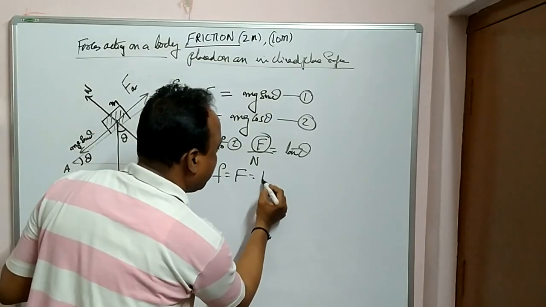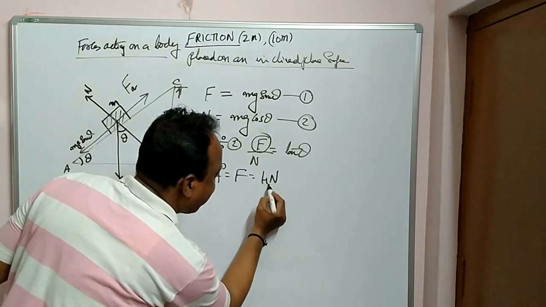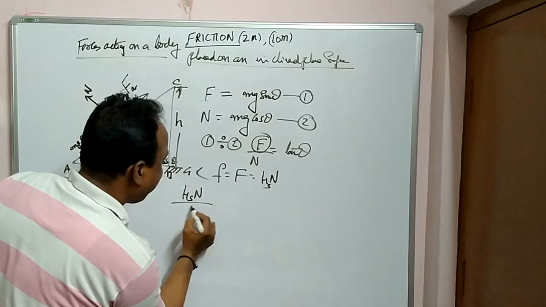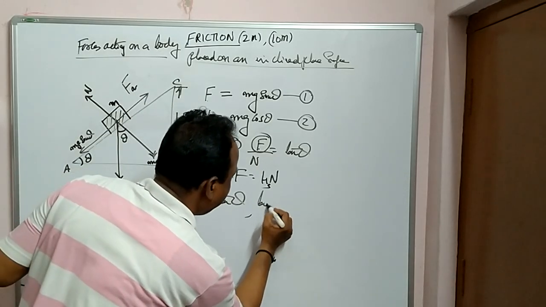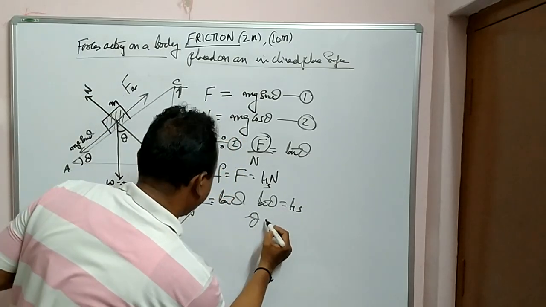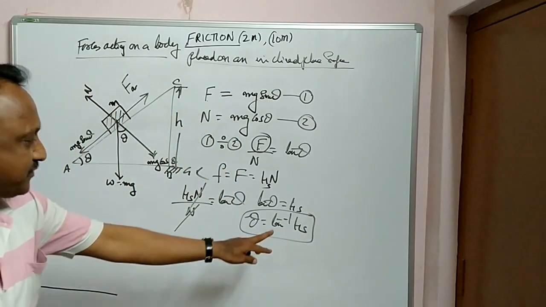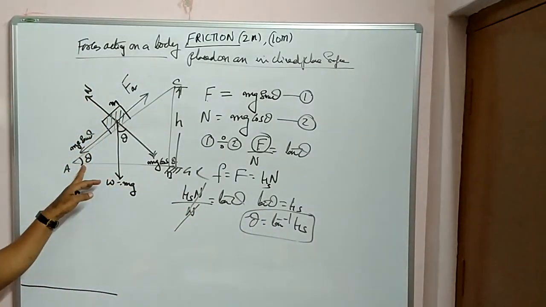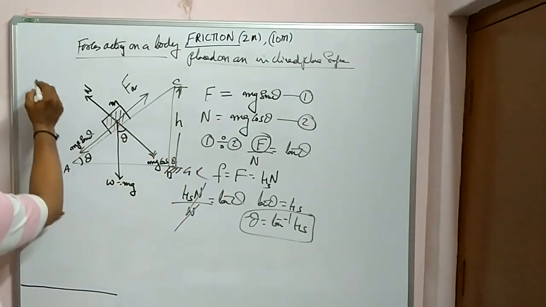Which is equal to μ into N, coefficient of friction into normal force, or put coefficient of static friction into normal force here. So μs into N by N is equal to tan theta, N cancels. Therefore tan theta is equal to μs, or theta is equal to tan inverse μs. Do you understand? This μs is the coefficient of static friction, and theta is the angle of elevation. Why did I say all this? I am trying to define the angle of repose.